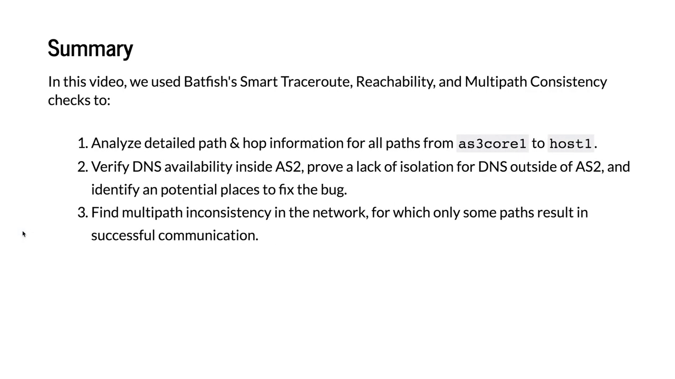To recap, we talked about three Batfish checks: traceroute, which provides detailed hop-by-hop information about all available paths for a flow; reachability, which searches all possible packets and can provide strong guarantees of security or isolation, or can find bugs and tell you where to look; and the experimental multipath consistency check, which can find cases where flows are treated inconsistently by different paths in the network and are likely not robust to failures. This concludes our demo of forwarding analysis.